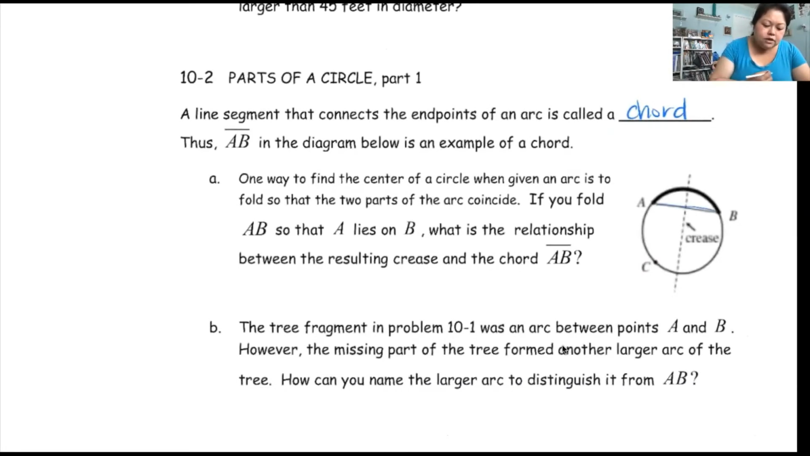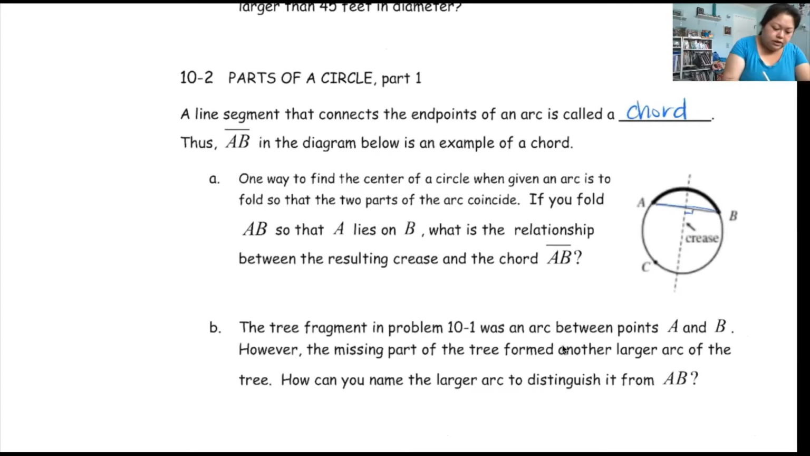One way to find the center of a circle when given an arc is to fold it so that the 2 parts of the arc coincide. If you fold AB just so perfectly A lies on B, what is the relationship between the resulting crease and the chord AB? So what happens? That would make it a perpendicular bisector.